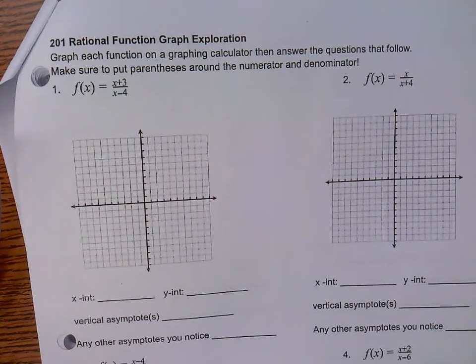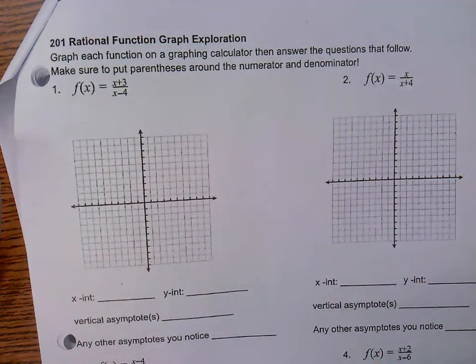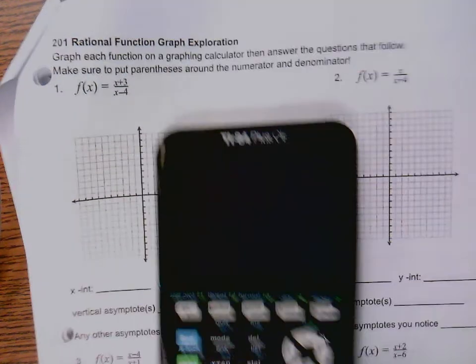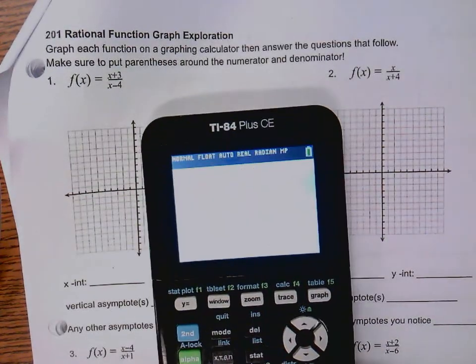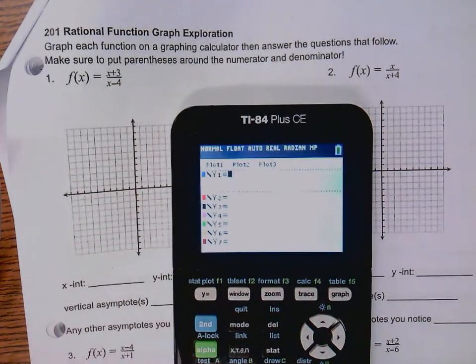But for now, I just want you to start recognizing what some of these rational functions look like, because they look very different. Some of them are just two elbows. Some of them have like a parabola with a couple elbows. So I'll just do the first one with you to make sure you know how to plug it in your y equals menu. So grab a graphing calculator, clear out your y equals menu. Anyone else need a calculator?